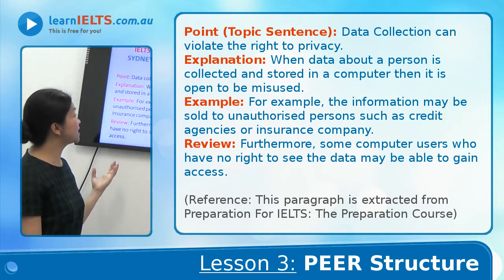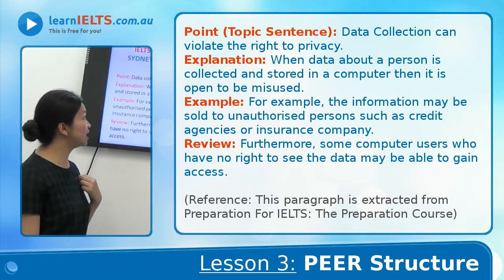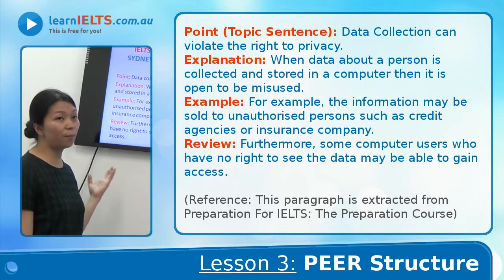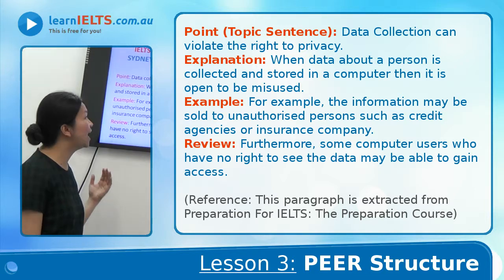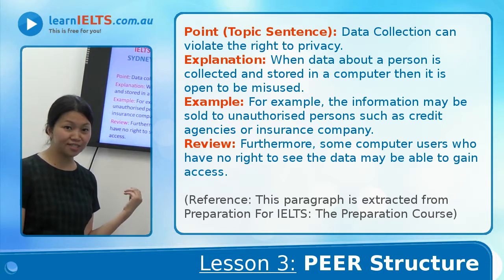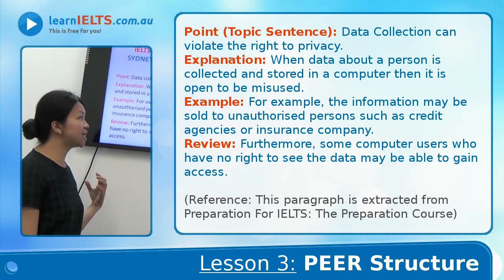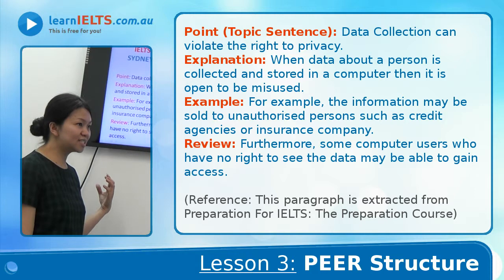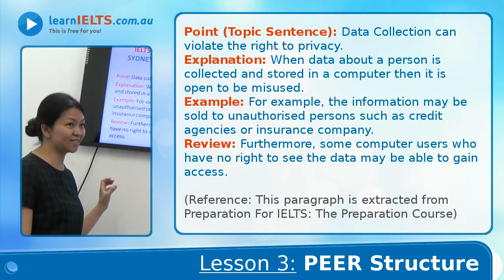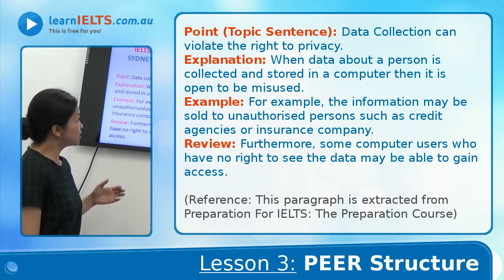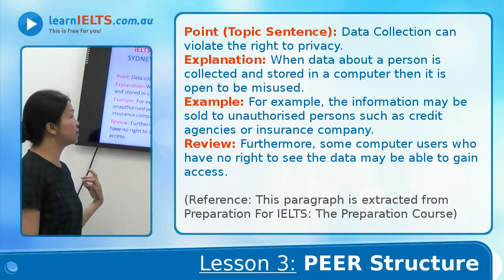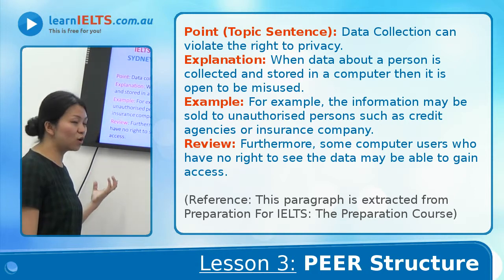For example, in this case, you say data collection can violate the right to privacy. So this is the point that you're trying to demonstrate. The next sentence in your paragraph is the explanation sentence. In this sentence, you can use a complex sentence structure. A complex sentence means you should have 2 clauses in the sentence. You can use an if clause, or you can use an adverb clause of time.